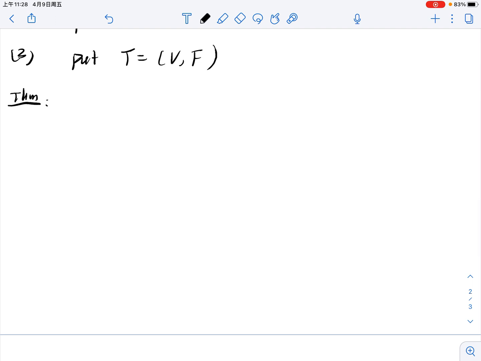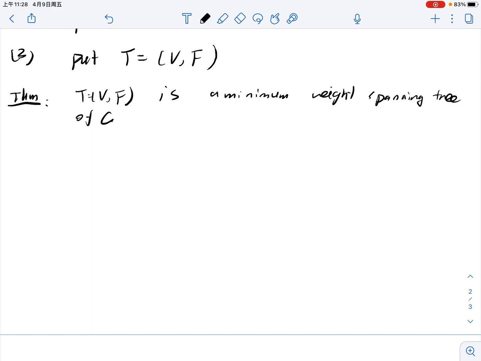So from last lecture, we know a typical theorem we should prove is that T is a minimal weight spanning tree. It's easy to see the spanning tree part because it's a special case of the general algorithm for generating a tree. And so the crucial statement we are going to prove is that it really has a minimum weight.